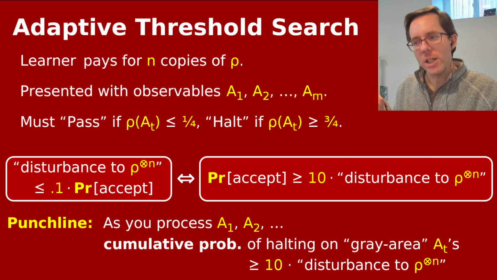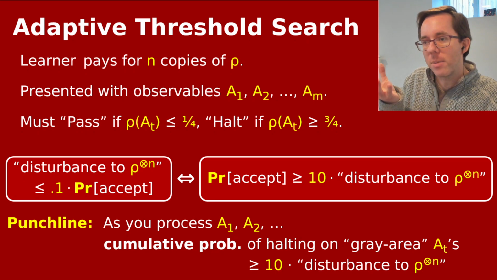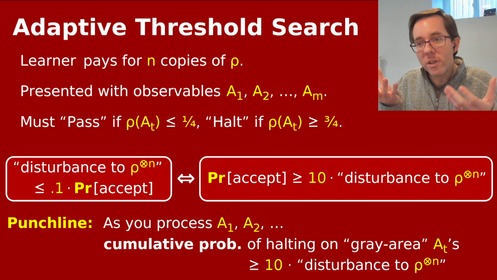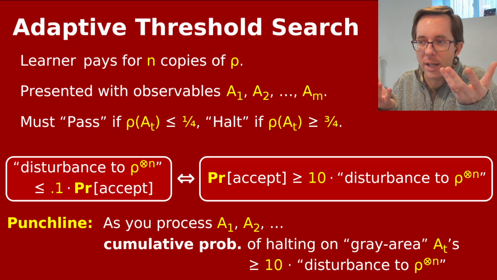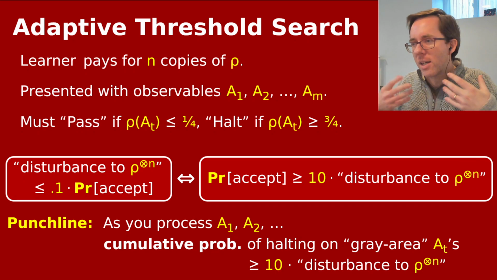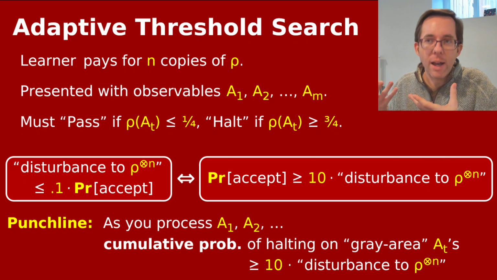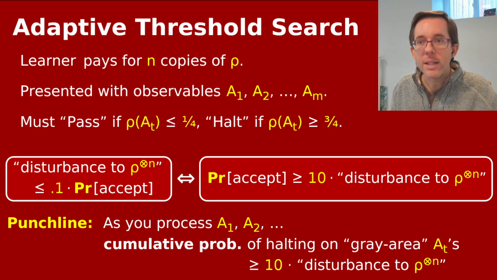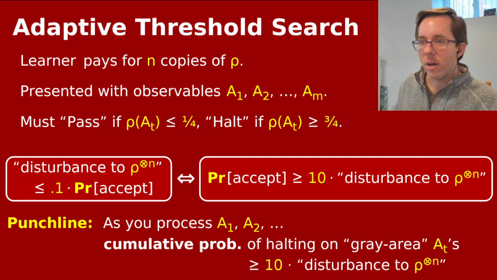So you can never get into trouble, because whenever the amount by which your state has been disturbed gets large, the cumulative probability of you having halted on one of these gray area ATs is even larger. So you never get into a situation where you need to worry, because you can never get the disturbance to be really high without already having found an AT whose expectation value, rho AT, is bigger than a quarter. So, this is where some of the details are being hidden from you, but this is basically the idea.